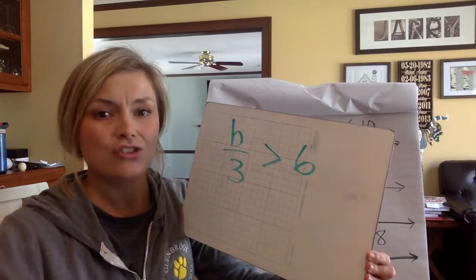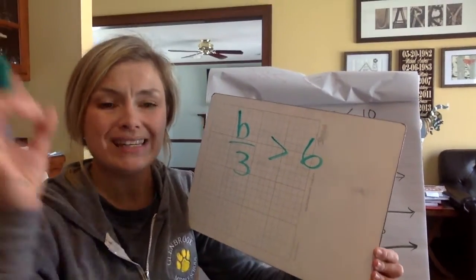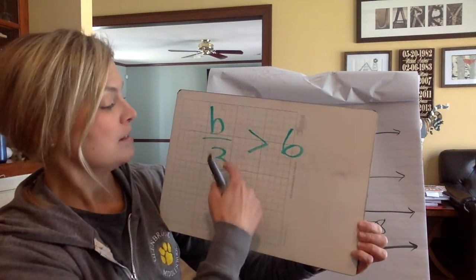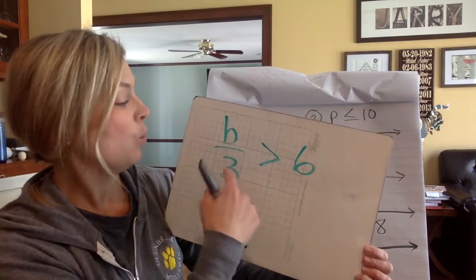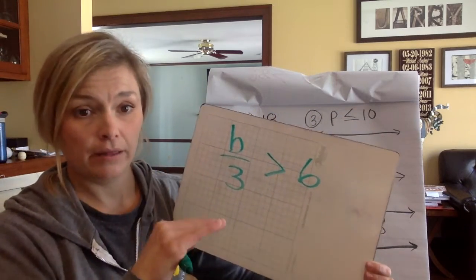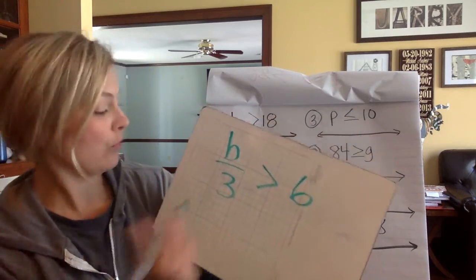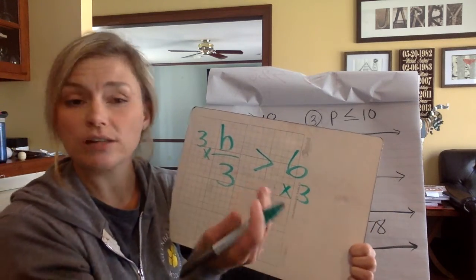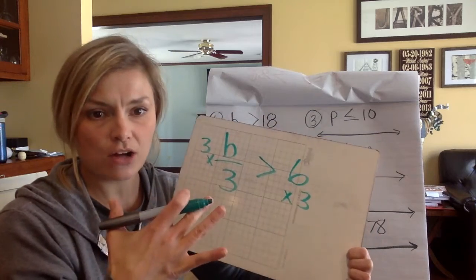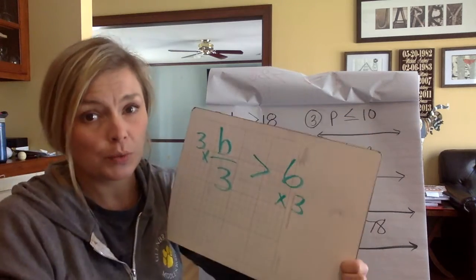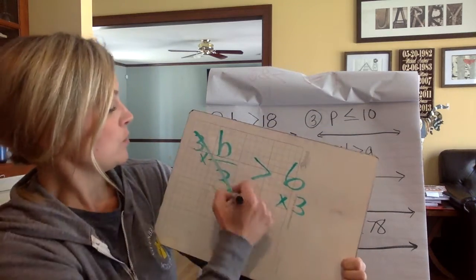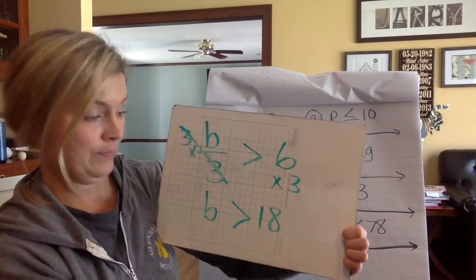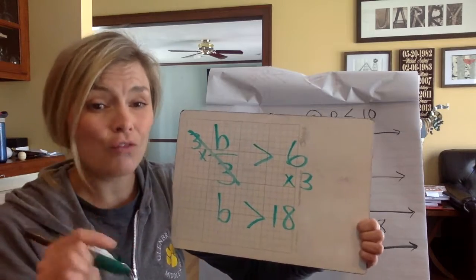Remember, just like in yesterday's lesson, we want to use the inverse operation. So this is question number 1. If b is being divided by 3, we want to get rid of that divided by 3. We do that by multiplying by 3. So I would multiply by 3 on both sides. This is just like yesterday's lesson with addition and subtraction. It's just now we're using multiplication and division. Okay, these would cancel out. I end up with b is greater than 18. Okay, so that's the solving portion.